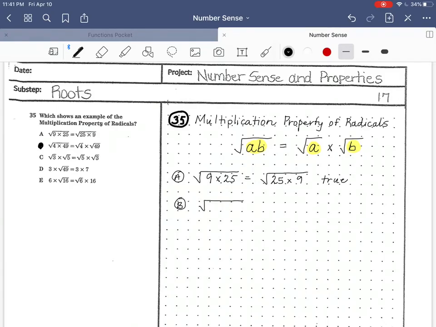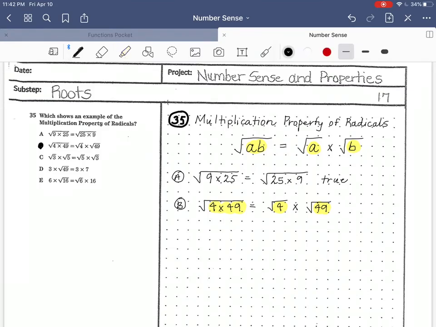Okay, this one we have 4 times 49 under the radical, and here you can see that splitting of terms. That's what the property is showing us. So this is the answer. You have the 4 times 49, and then you're breaking that, because we're multiplying, we can do that.